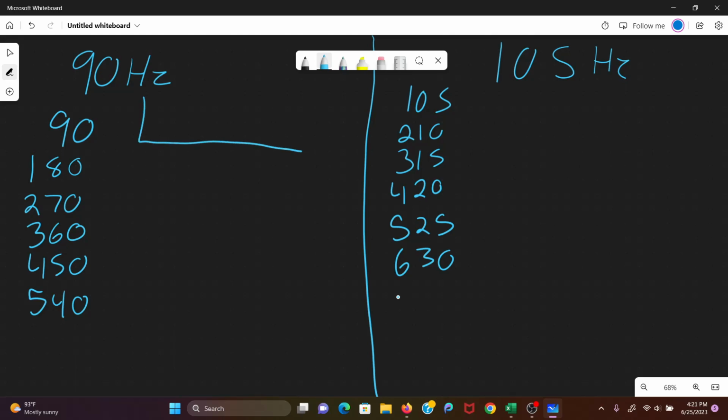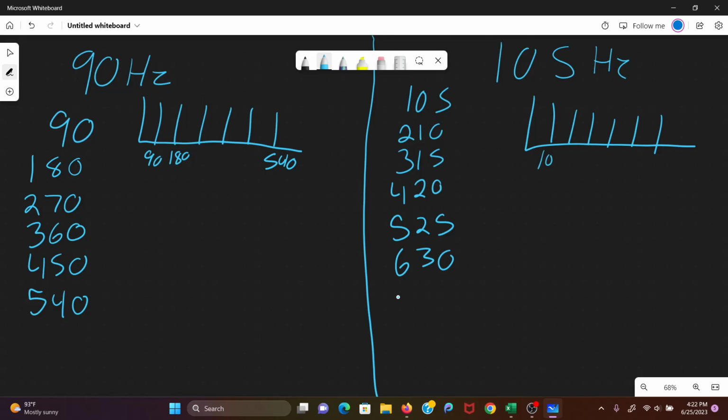You're just going to take these, make a little bar like this, a little really long L, with 6 marks. There you go. And then you can just draw your little numbers in there. I'm not going to do them all, it'll take too long. 105 to 630. Okay.